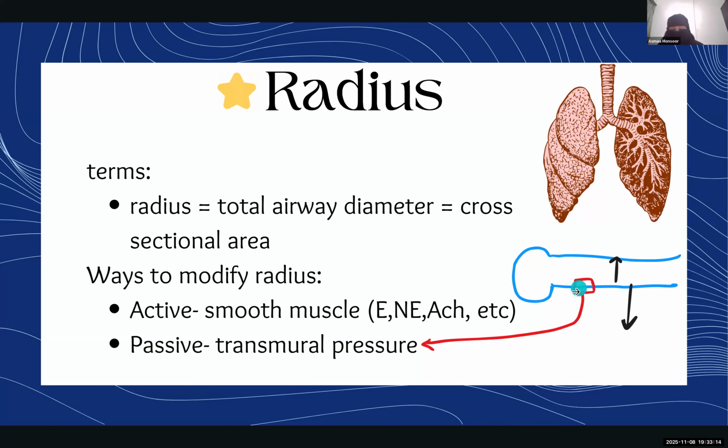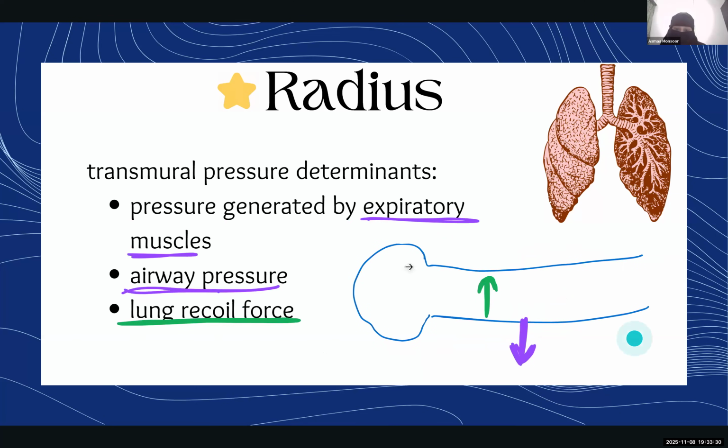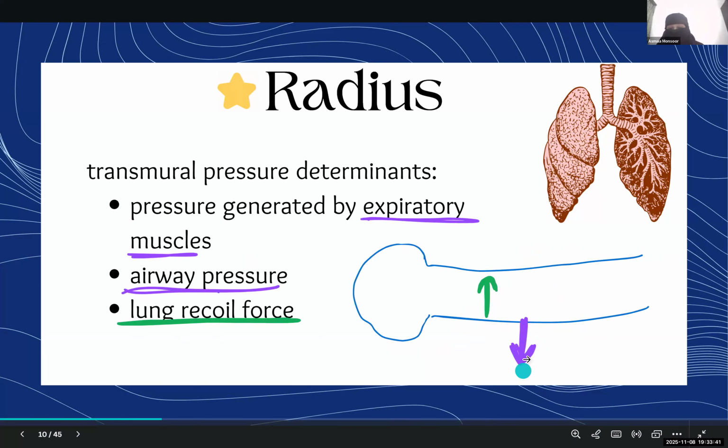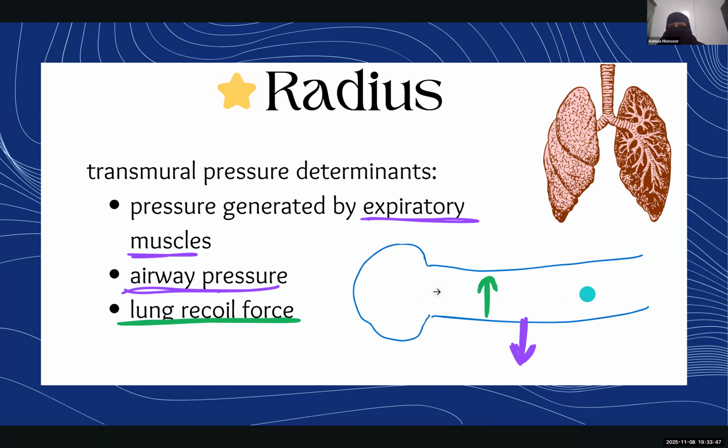Okay, so coming back, we have radius, all right? The radius can be changed by two methods. The active method, which is by contracting or relaxing the smooth muscles of the bronchi. The second one is the passive method. The passive method is affected by the transmural pressure. Now, the transmural pressure is the pressure across the bronchi's wall, okay? Two pressures affect the bronchi's wall. Number one is the expiratory muscles, which pull it outwards and keep it open. Number two is the airway pressure, the pressure inside the alveoli, which again pushes it outside and makes it open, which again increases the radius.